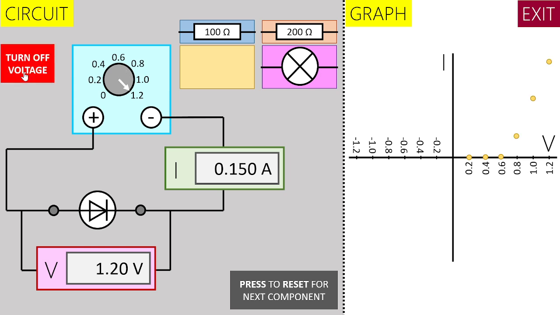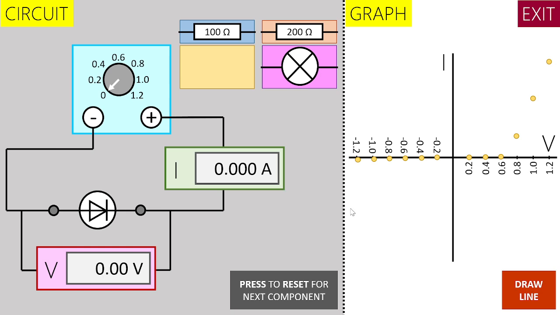So for some reason it's not 0 and then it jumps up. Turn it off, swap the poles, increase the voltage, and it's not quite 0. It's a little tiny value. Okay, so let me explain the shape of this one. Let's draw the line and let's remove the points.